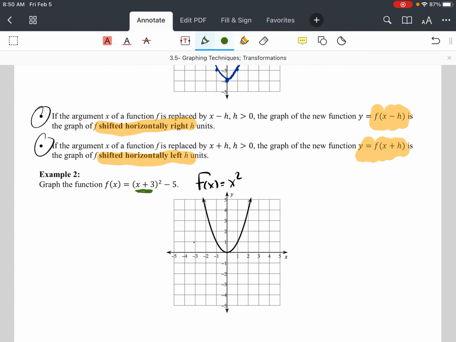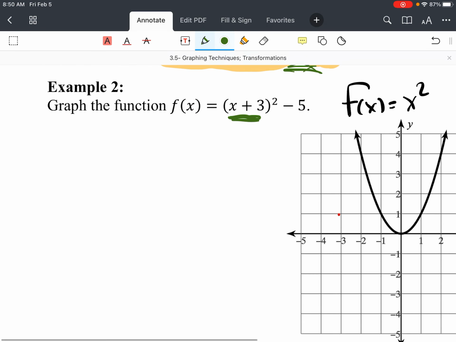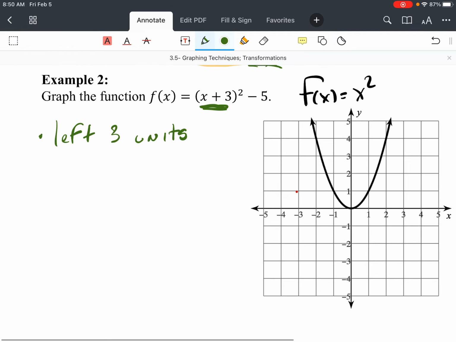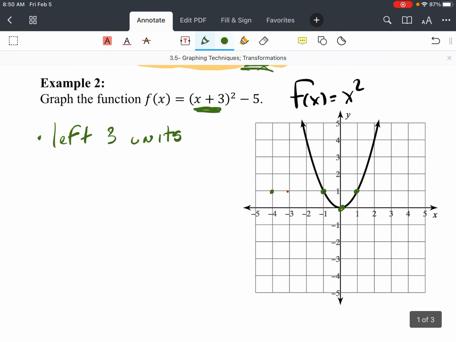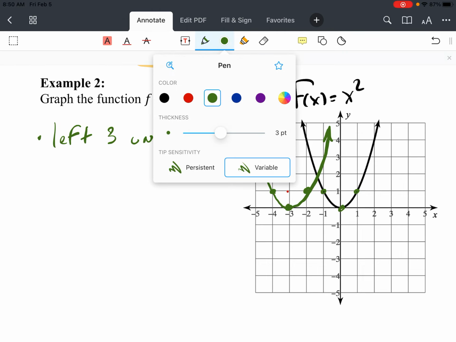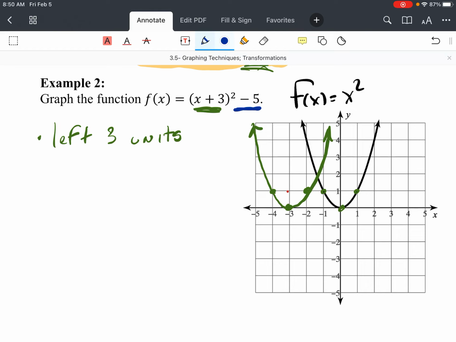On the inside here, this is x plus 3. Taking a look at our horizontal shift, if it's in parentheses, it's a horizontal shift. This is addition, so it's going to be a shift left however many units. So the green part is a shift left 3 units. Let's plot those points. Again, I'm just going to pick a few points, maybe here, here, and here. I'm going to shift them to the left 3 units, and we have our new graph over here. This would be the green underlined part.